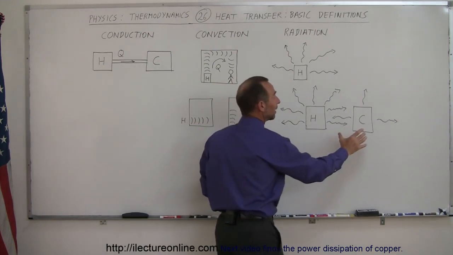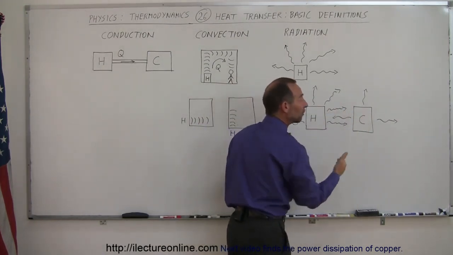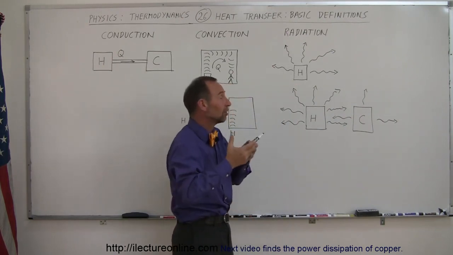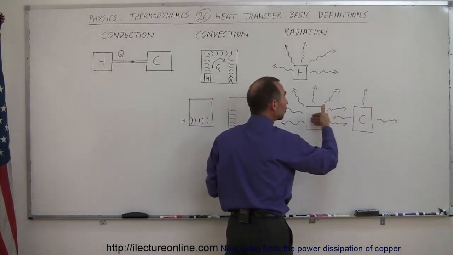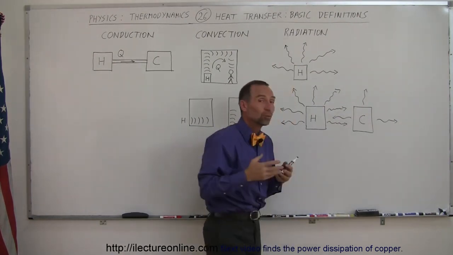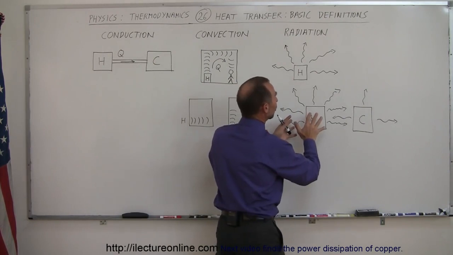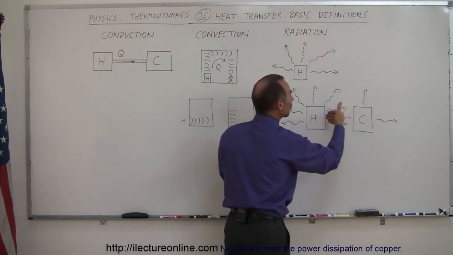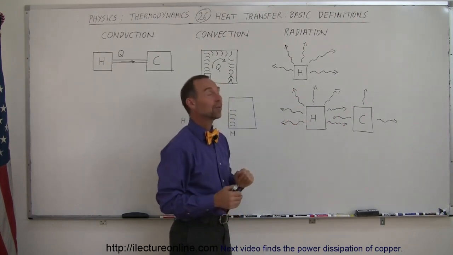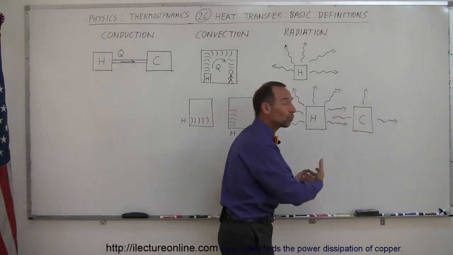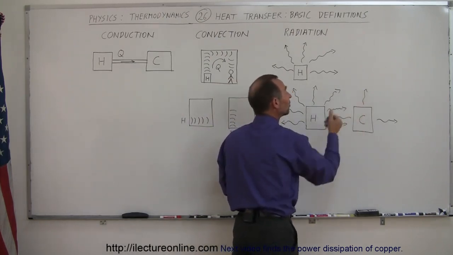However, if it's placed in the presence of hot objects, it will receive the radiation from the hot object, which tends to increase its temperature. And likewise, the hot object will receive radiation from the cold object, which would tend to increase the temperature. However, since the hot object is radiating out more heat than it's receiving, the net result is that the temperature will go down for the hot object. Since the cold object is receiving more heat than it's radiating out, it will tend to rise in temperature.